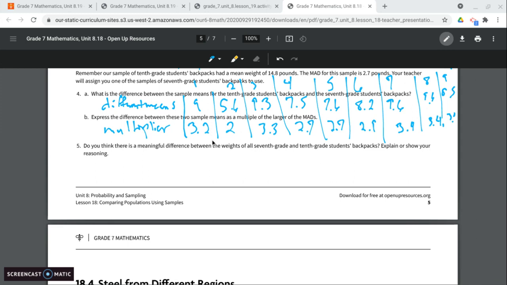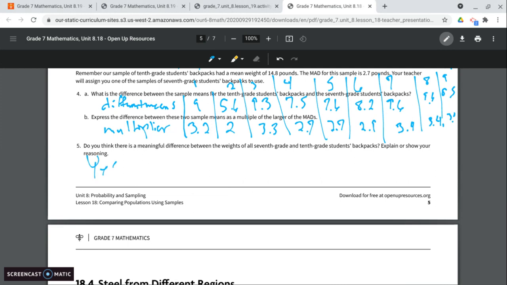So we could see these. Notice the multipliers are all right around 3. We're kind of averaging around 3. But there are some discrepancies. We go all the way down to 2 and all the way up to 3.4. So do you think there's a meaningful difference between the weights of all 7th grade and 10th grade student backpacks? Explain.